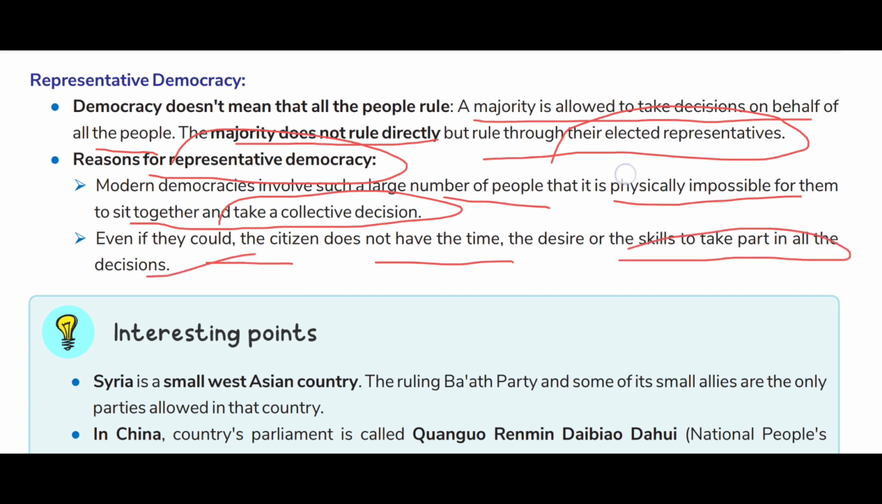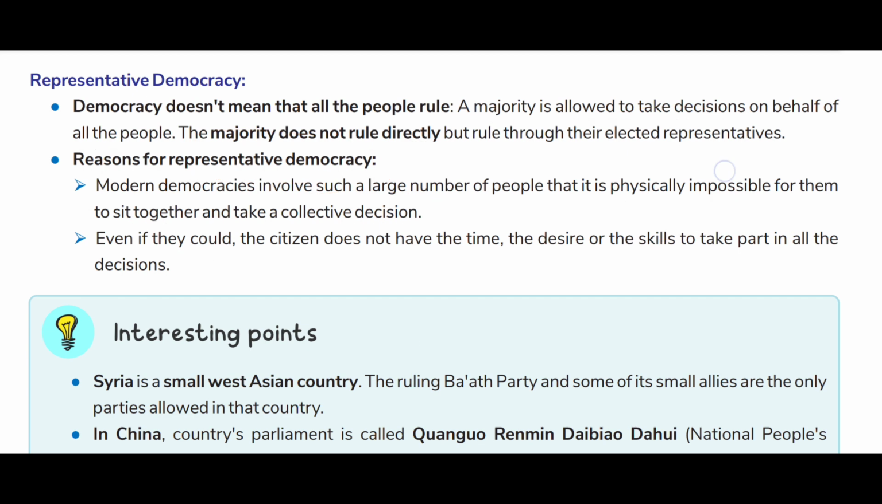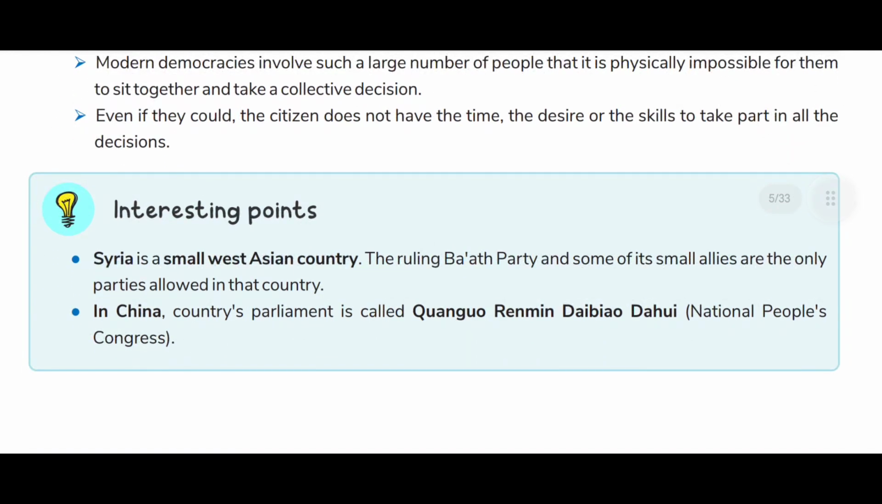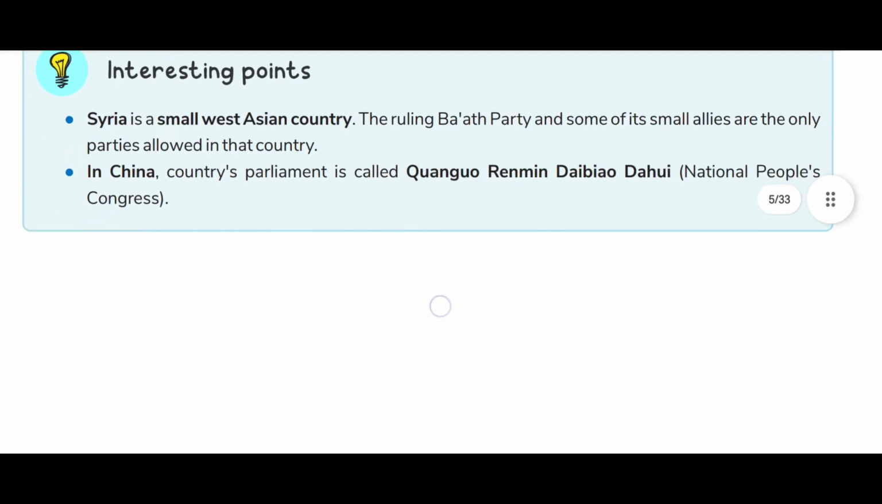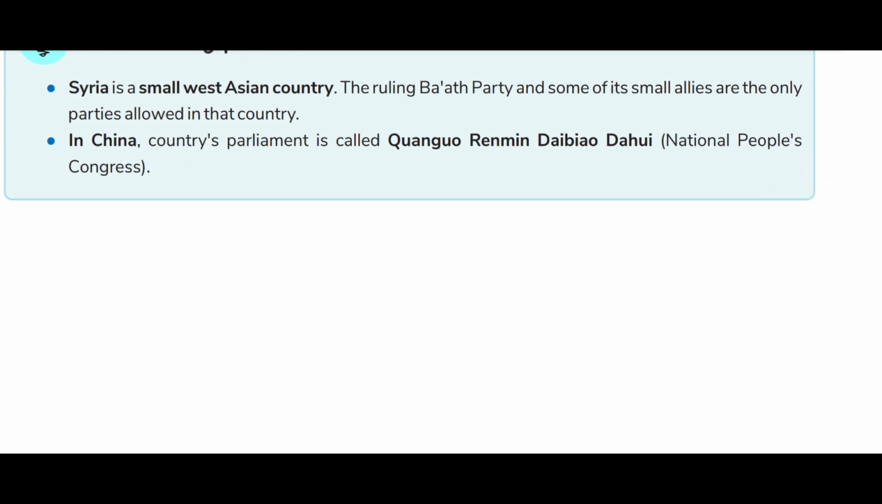The interesting points of this chapter are about Syria and China. Syria is a small West Asian country. The ruling Baath Party and some of its small allies are the only parties allowed in the country. In China, the country's parliament is called Quanguo Renmin Daibiao Dahui. That means National People's Congress.